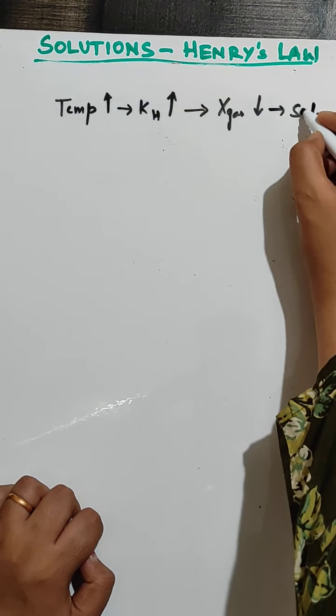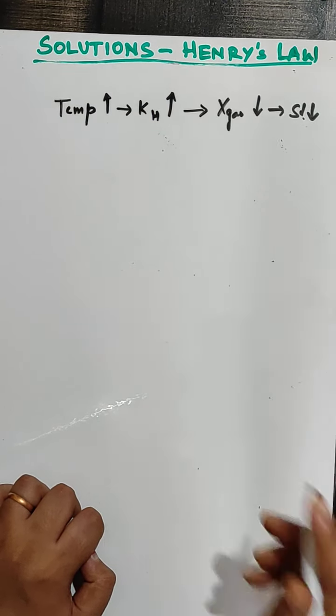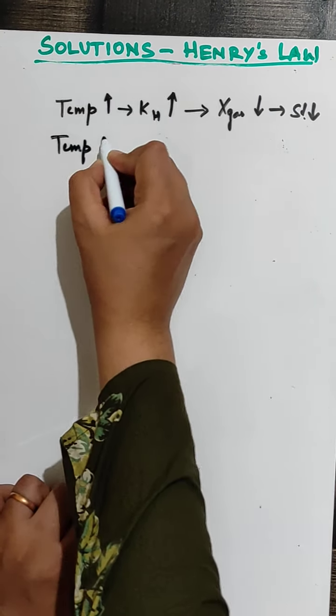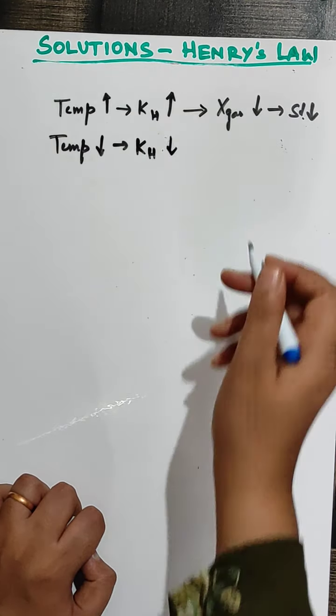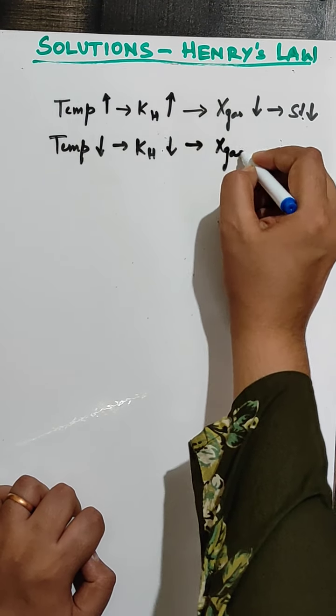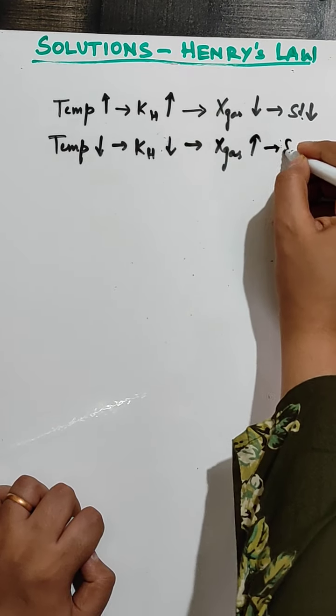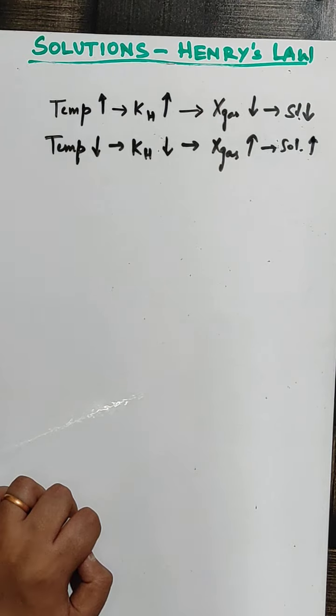This is due to this reason that aquatic species are more comfortable in cold water rather than in warm water, because in cold water the temperature is low. If the temperature is low, the value of KH is what? It is also low. If the value of KH is low, the mole fraction of the gas is high, and the solubility also is high. So more gases like oxygen and nitrogen are dissolved in cold water.